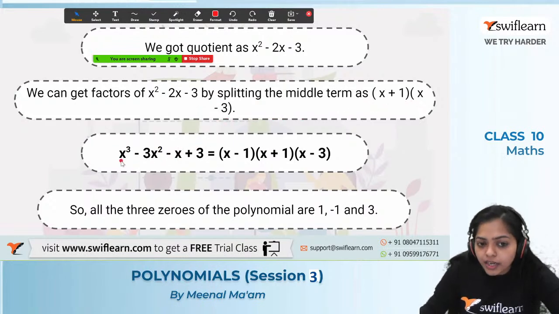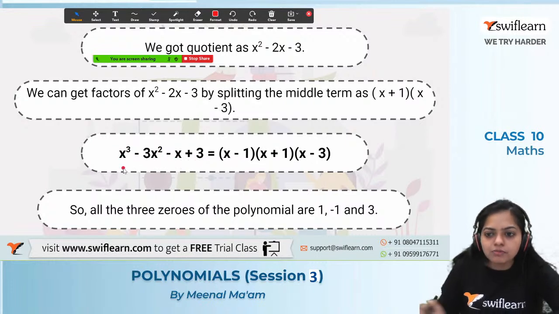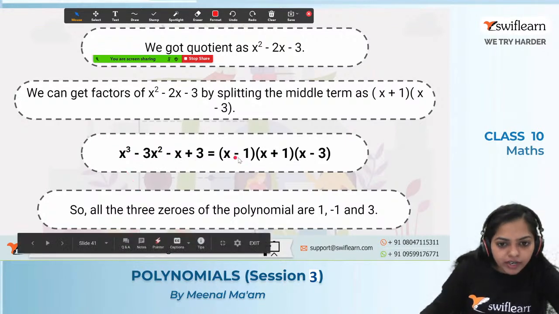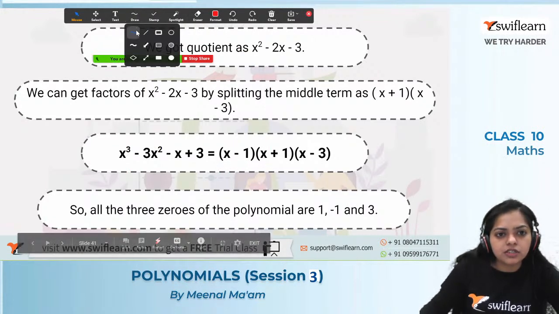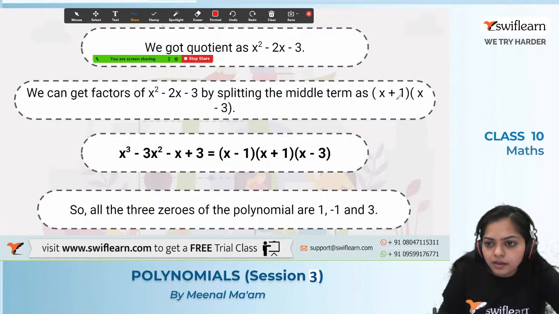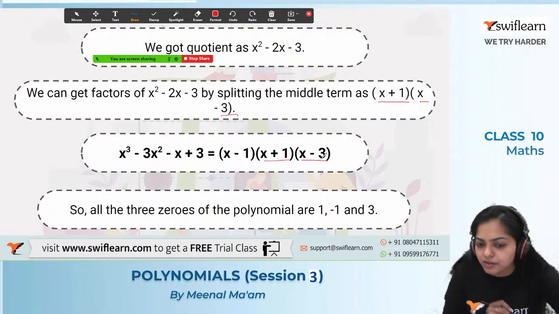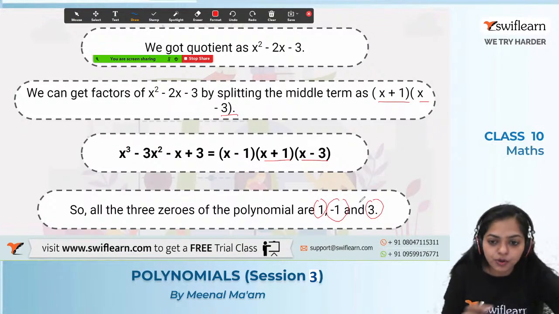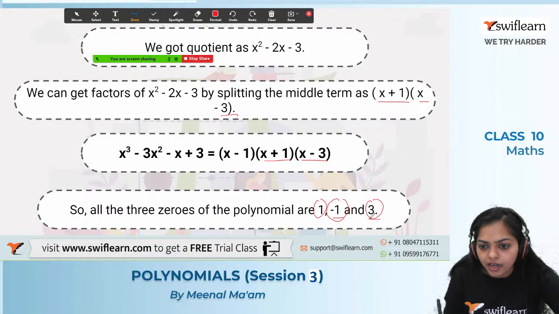Got it? So x cube minus 3x square minus x plus 3 is what? I will get one of my factors, which is given as x minus 1, and the other two factors are what? Just a minute. The other two factors are x plus 1 and x minus 3. Got it? So all the three zeros of the polynomial are 1, minus 1 and 3. So the other zeros are minus 1 and 3.